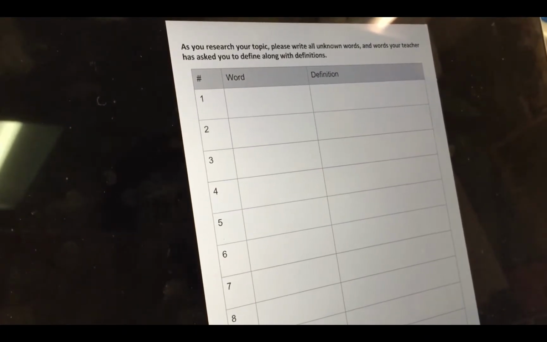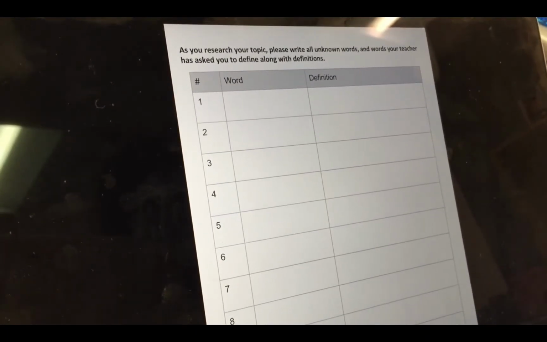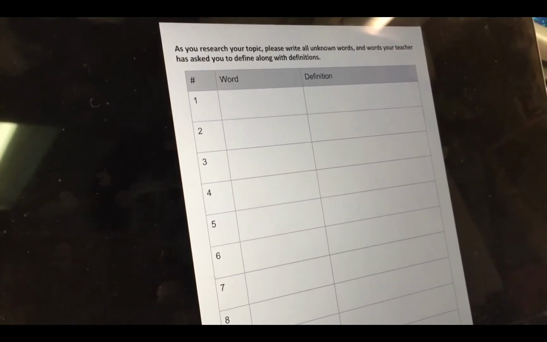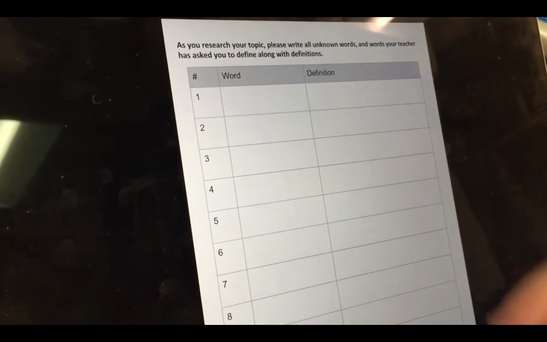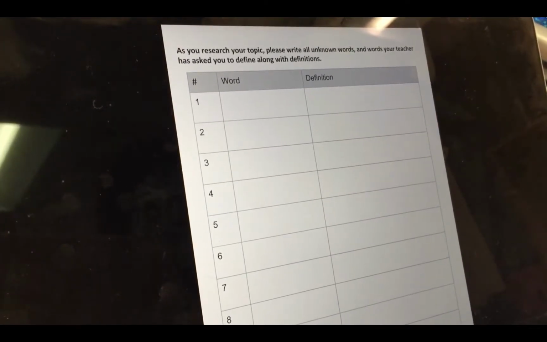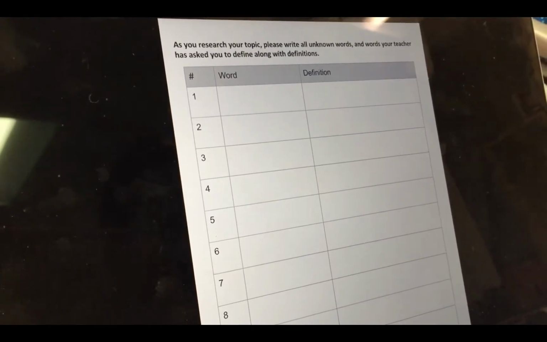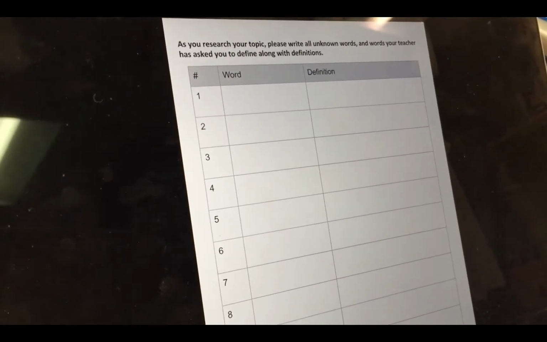This one is where you have to find the vocabulary. So say you have cell, you have to put cell right here, and you have to find the definition in Discovery Tech or anything you can use to find the definition for that word.